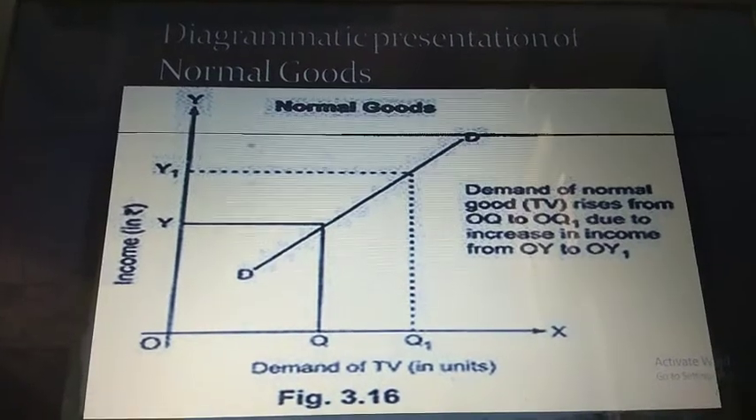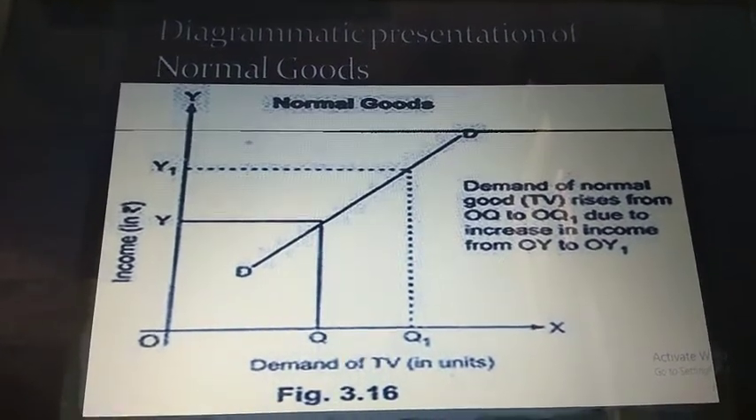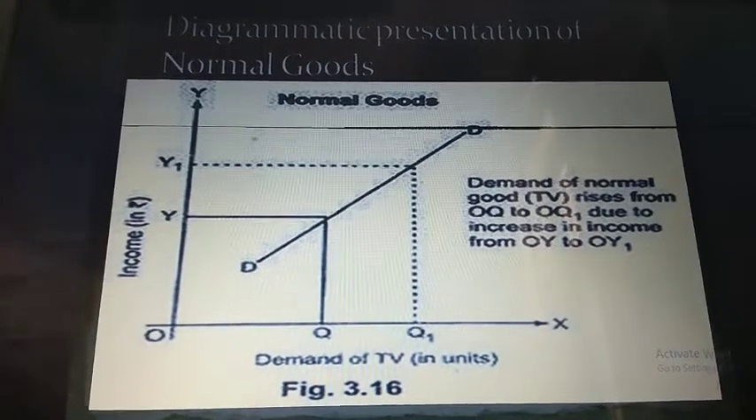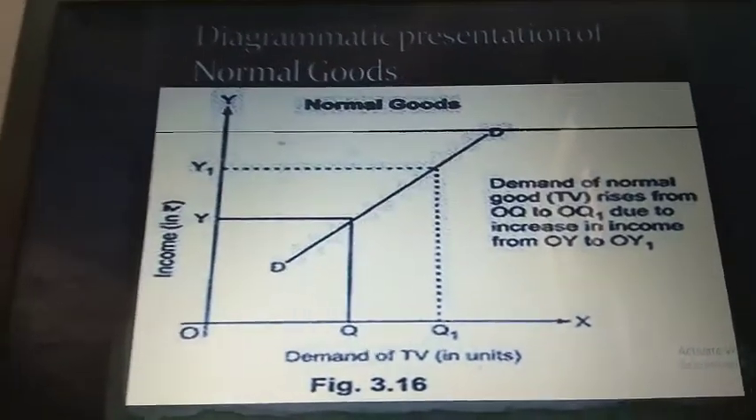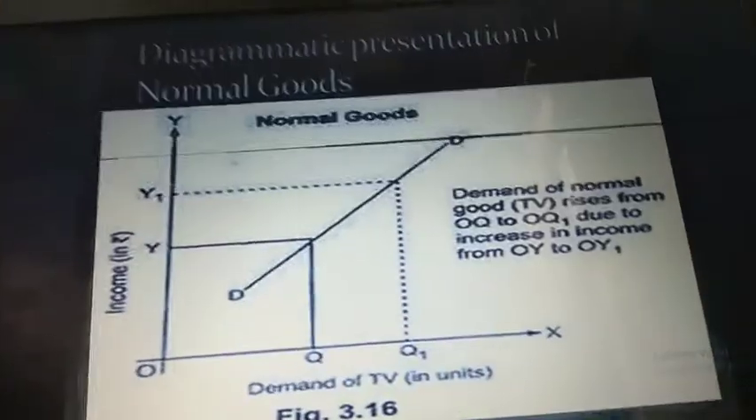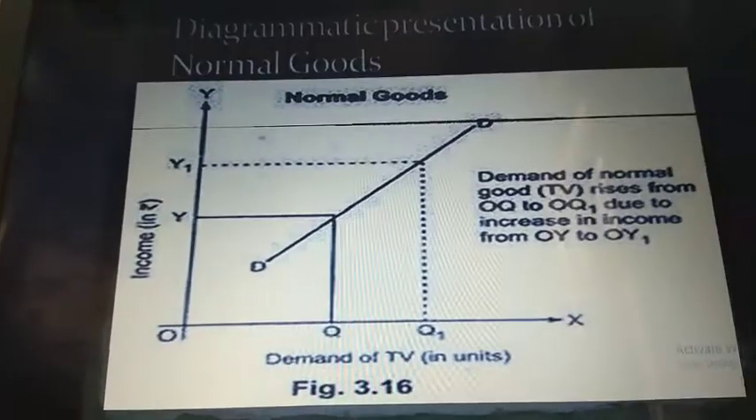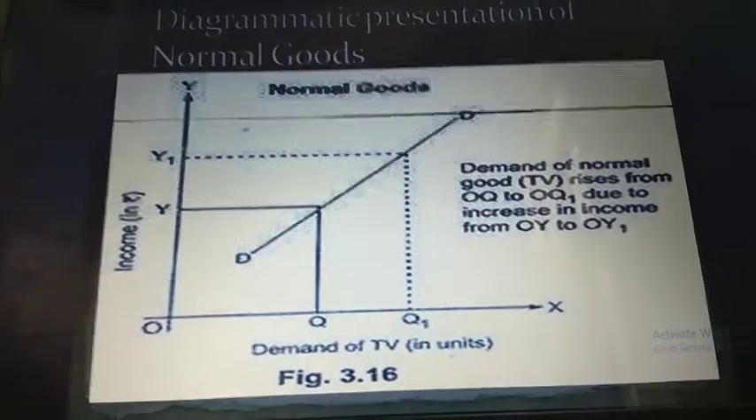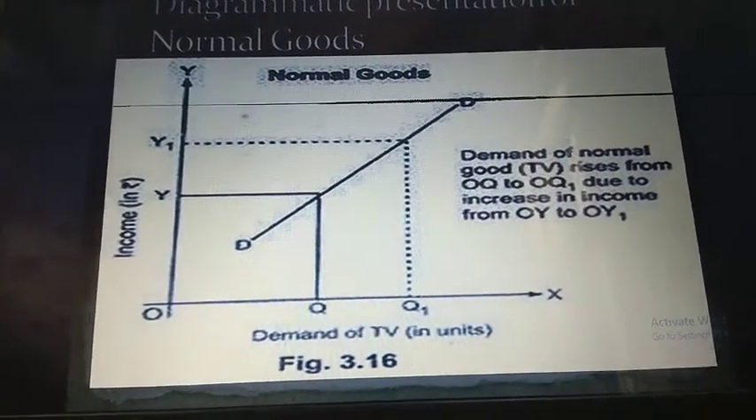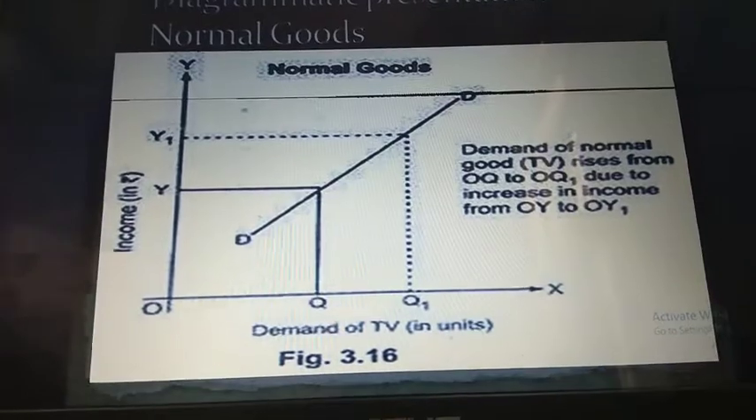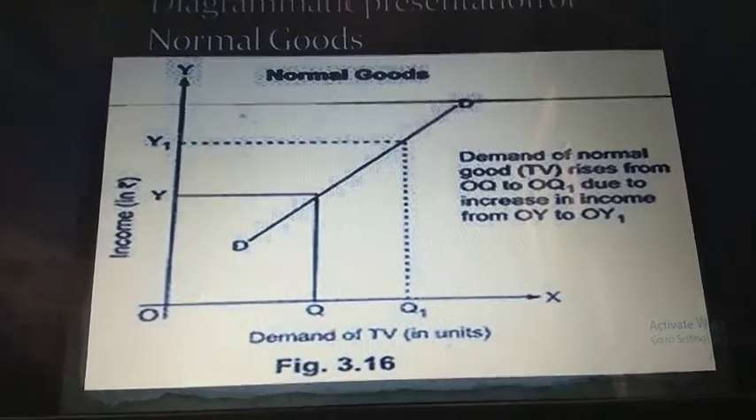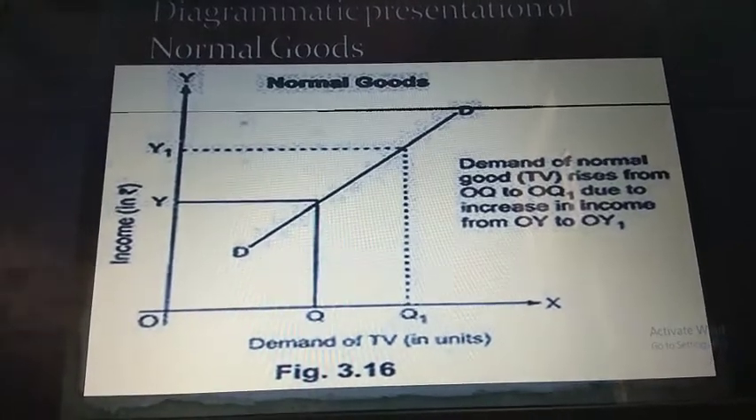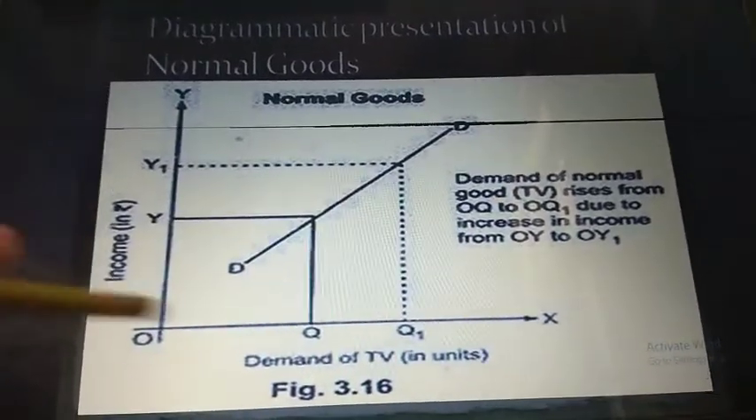Now we see a diagrammatic presentation of normal goods. What do we see, students? First, before I proceed ahead with this diagram, I would like to take an example of normal and inferior good. Now you all know, like earlier also I've taken this example. Color television, let's take the example as normal good. Black and white television, the example of inferior good. So we talk about color television right now. So what do we see on the x-axis?